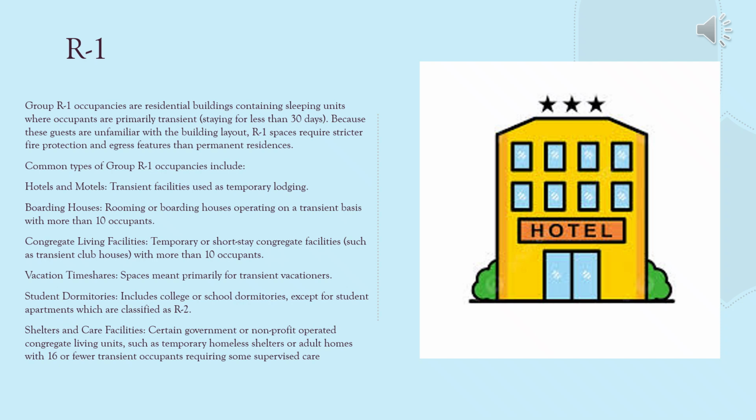R1 typically is thought of as hotels, but it can include other things. R1 occupancies are residential buildings containing sleeping units where occupants are primarily transient. In other words, they're staying less than 30 days. Because these guests are unfamiliar with the building layout, R1 spaces require stricter fire protection and egress features than permanent residents such as your R3s.